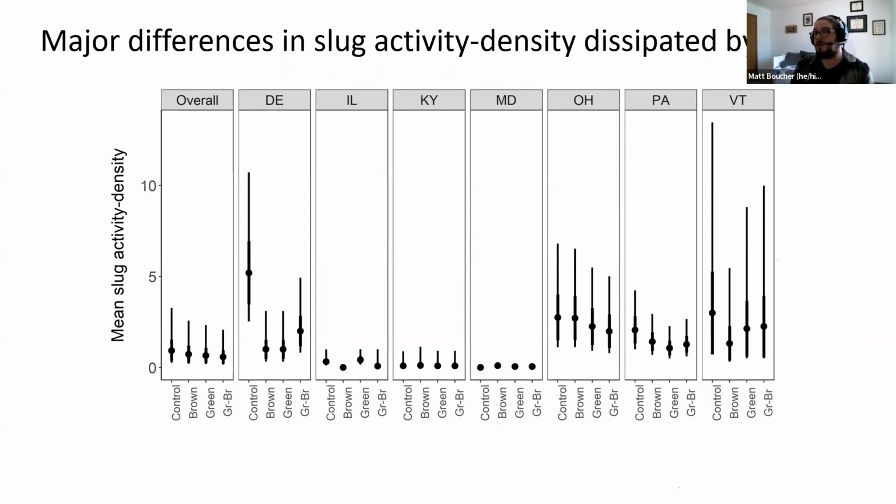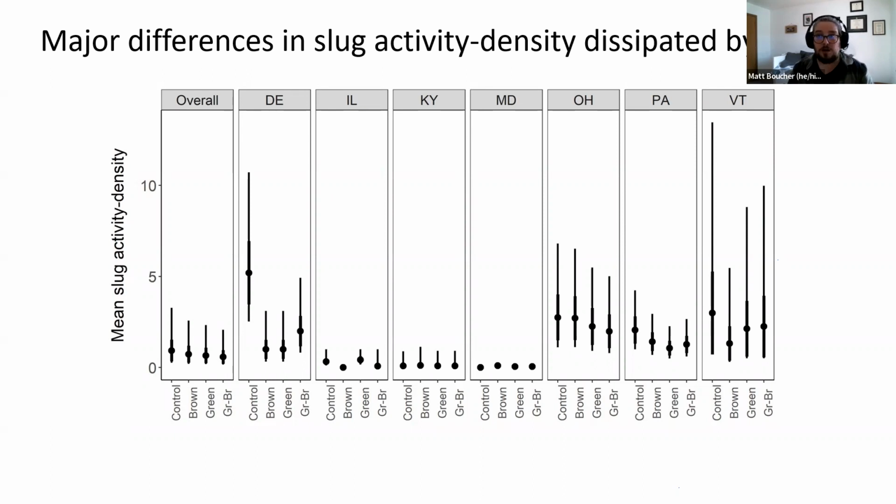And that's really important because that means that, again, using cover crops and using planting green might not lead to increased slug pressure over time. And that's really important for getting these practices in continual use. So I find that to be incredibly interesting.